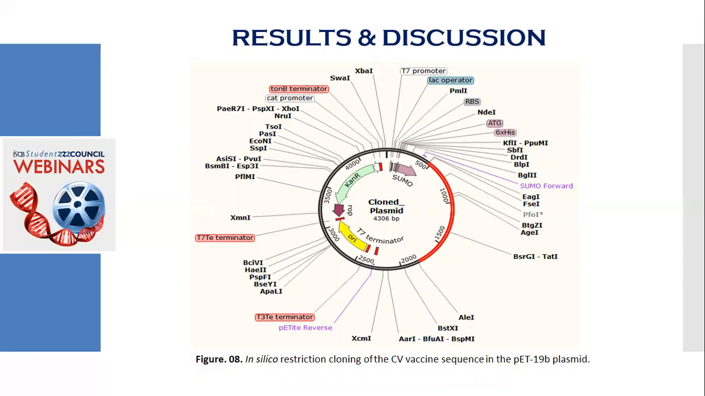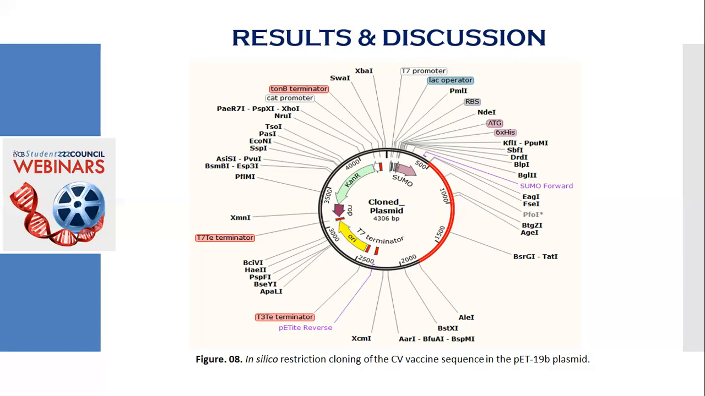So for in silico cloning and plasmid construction, at first, the protein sequence of the CV vaccine was adapted by the Jcat server, and the codon adaptation index was found to be 0.903, which indicates that the DNA sequence contained a higher population of the codons that are most likely to be used in the target organism, the E. coli strain K12, that was used for the efficient production of the CV vaccine.